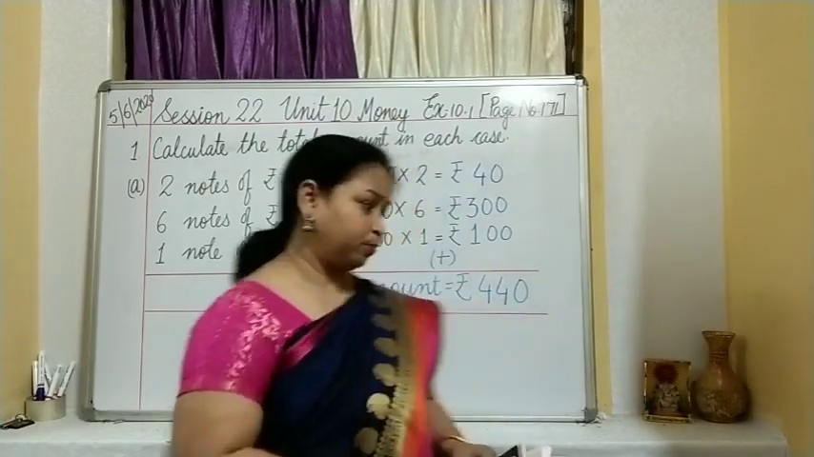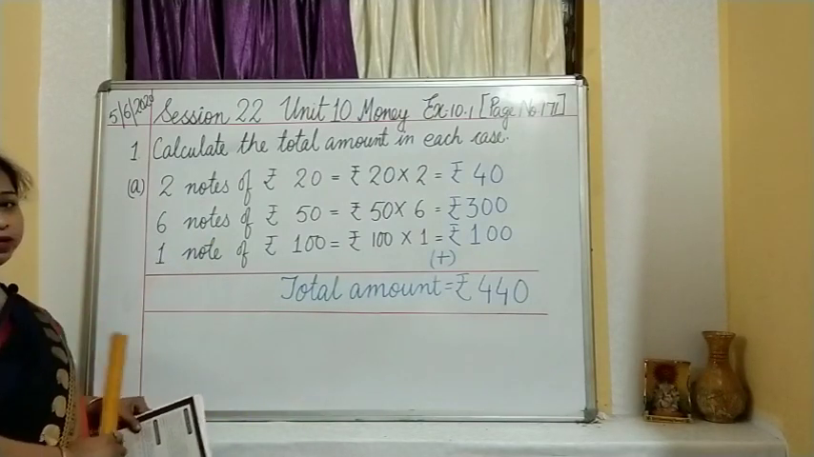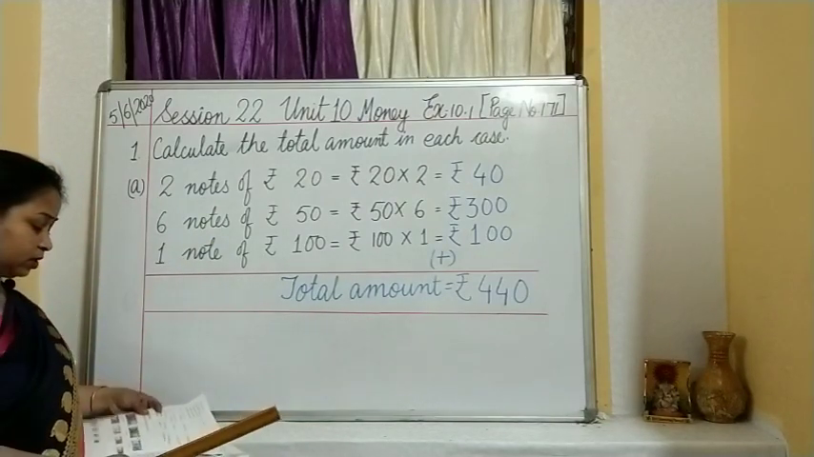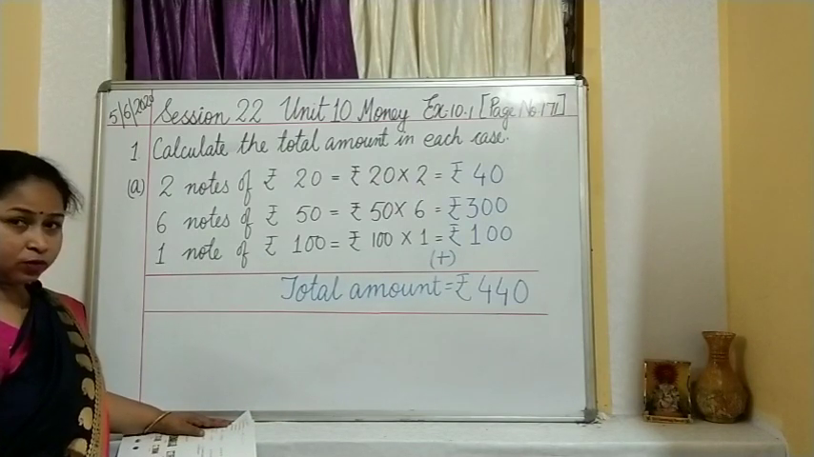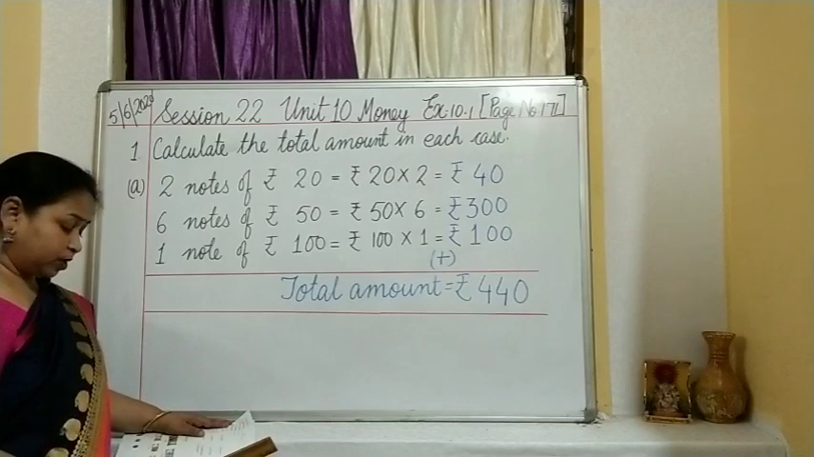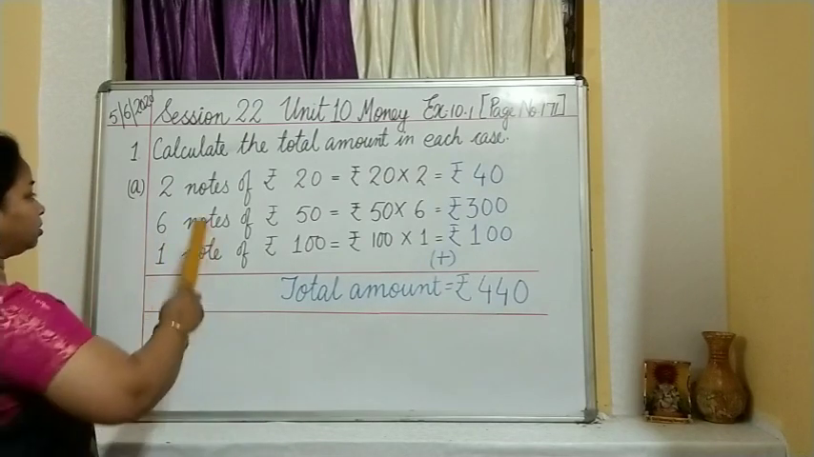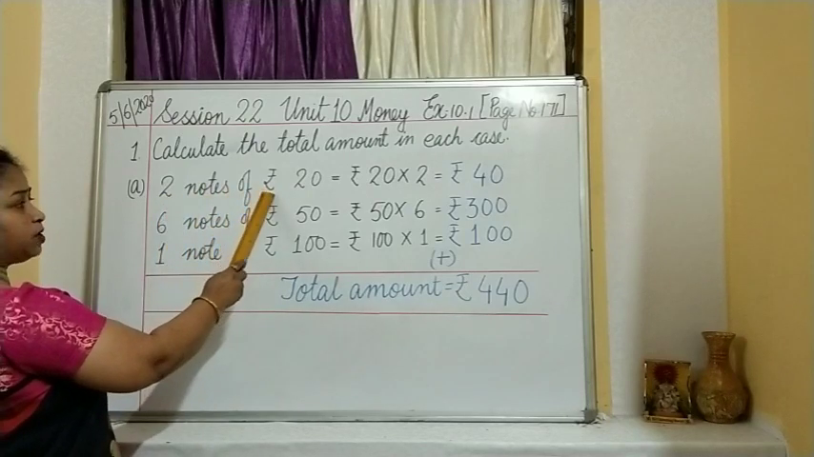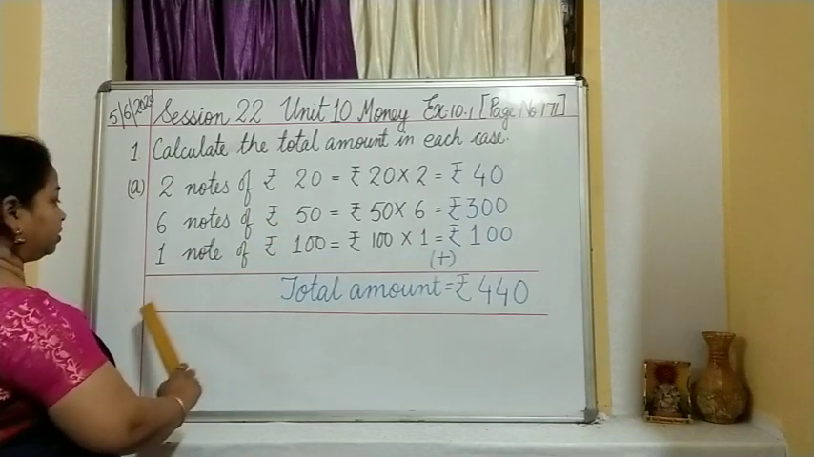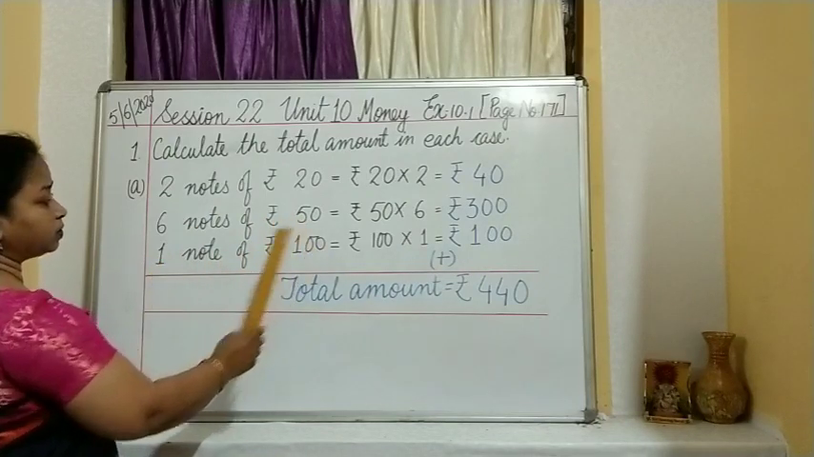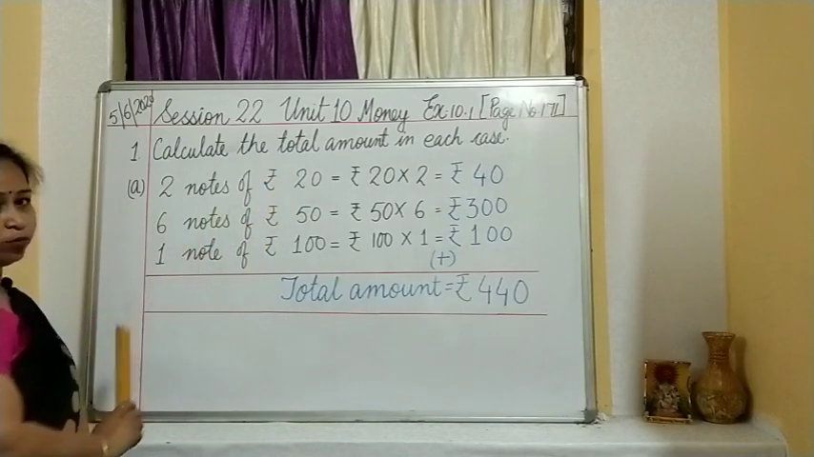Okay, let us begin. As you can see, I have already displayed the answer for this. The first question is calculate the total amount in each case, and I have done question number A. 2 notes of rupees 20, 6 notes of rupees 50, then 1 note of rupees 100. These are the numbers and these are the denominations.